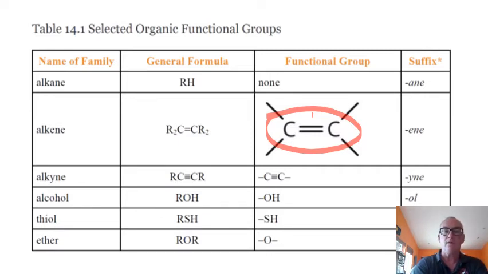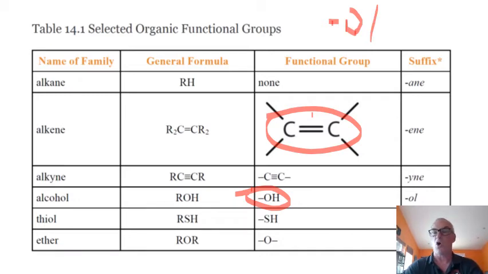The alcohol functional group is this hydroxyl group. And so we end up with molecules that have that with the suffix -ol. Ethanol, methanol, isopropanol. And then two of the groups we're going to be learning about in this particular chapter are called thiols.